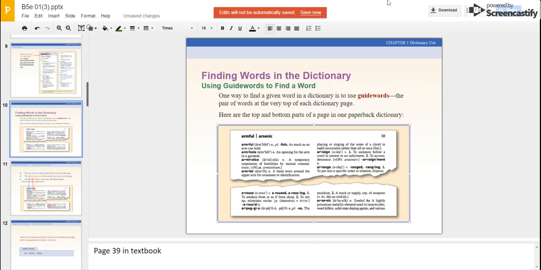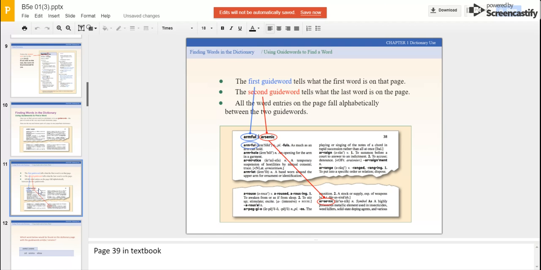Let's go to the next slide and then I'll give you another example. In this example, at the top of the page, you see two words, armful, arsenic. That is the first and last word on the page of the dictionary. The first guide word, circled in blue, is the first word on this page, armful. And the red one, circled here, is the second guide word. That's the last word on the page. And if you go all the way down to the bottom of the page, you'll see it over there.